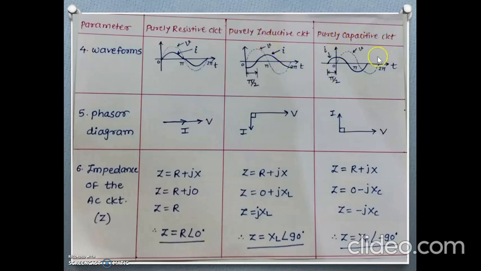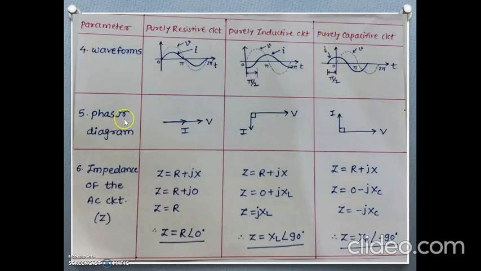In a purely capacitive circuit, current leads voltage by 90 degrees. So it should be drawn before the voltage. This is the starting point of the voltage, but the current has already started 90 degrees before the voltage. So, current leads voltage by 90 degrees.